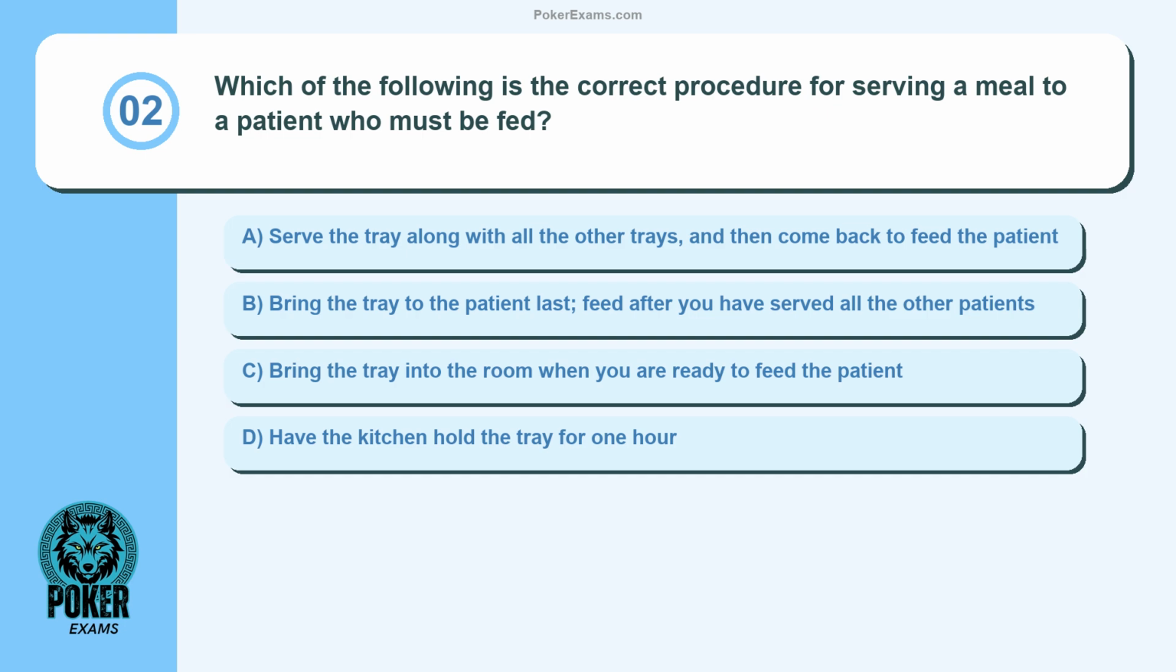Question 2. Which of the following is the correct procedure for serving a meal to a patient who must be fed? Serve the tray along with all the other trays, and then come back to feed the patient. Bring the tray to the patient last. Feed after you have served all the other patients. Bring the tray into the room when you are ready to feed the patient. Have the kitchen hold the tray for 1 hour.